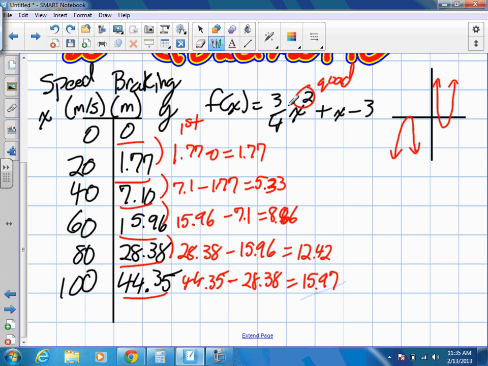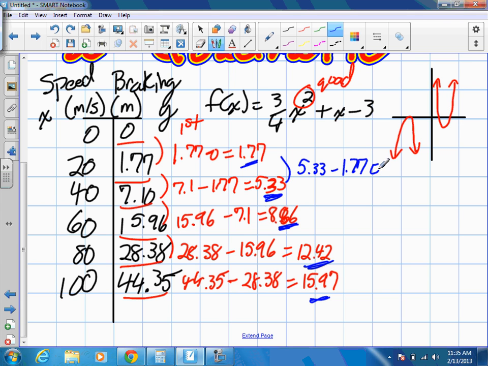So what we then do from there is something called second differences. We take the values of the first differences and we subtract them. If they end up being the same, then we have a quadratic function to the second power. So we take the first pairing, 5.33 subtract 1.77. That's going to give us 3.56. We take the next pairing, 3.53. So that's a little different.